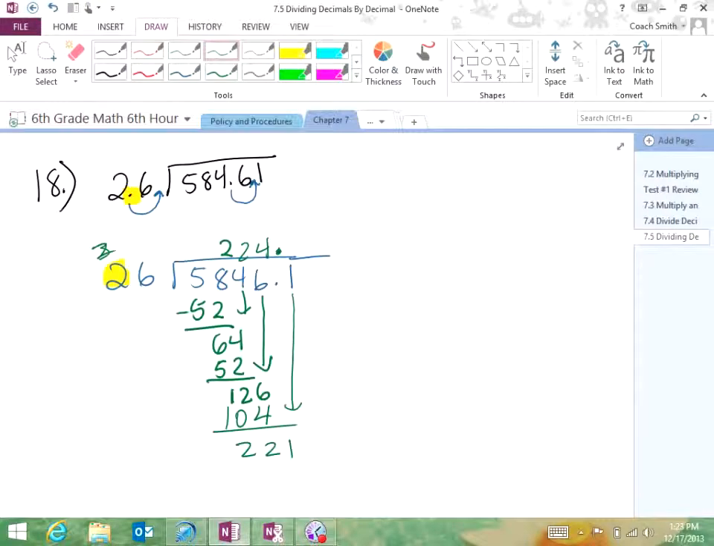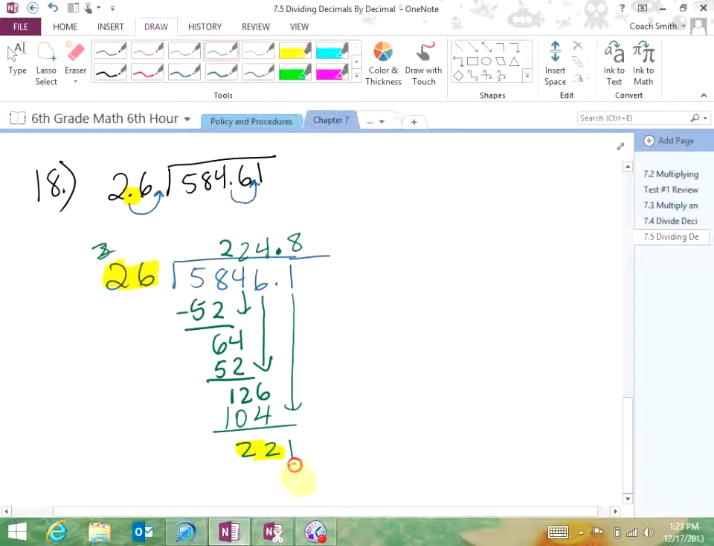26 into 221. Okay, it's about 9 times. Because look at your remainder. Your remainder was 22. Your total is 26. So that's almost 26. So it almost goes another time. So we're looking at probably in the neighborhood of 8 to 9. Let's try the low end and say 8.